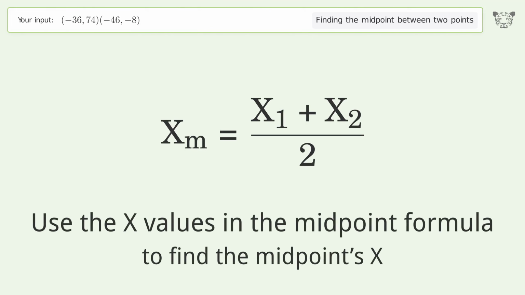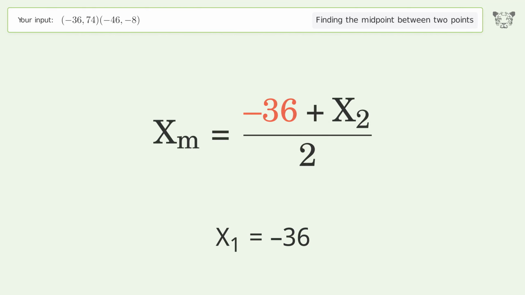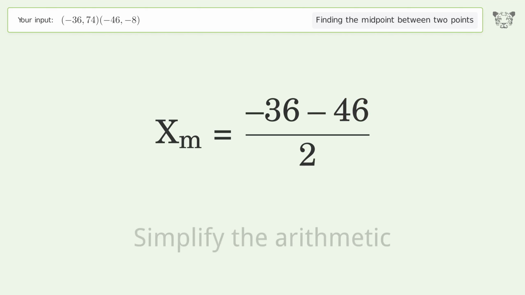Use the x values in the midpoint formula to find the midpoint's x. x1 equals -36. x2 equals -46. Simplify the arithmetic.